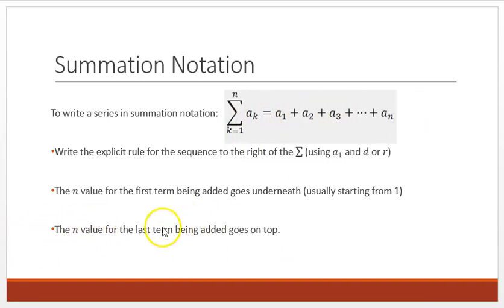And then the last number that will be added goes on top. So maybe it's an infinite sequence. Maybe there are an infinite number of numbers, but you only want to add the first 10. Then you'll put 10 on top. Maybe the last term in the sequence you want to add is the 20th term. Then you will put 20 on top. So this is the stopping point, the last number that you add in the sequence.